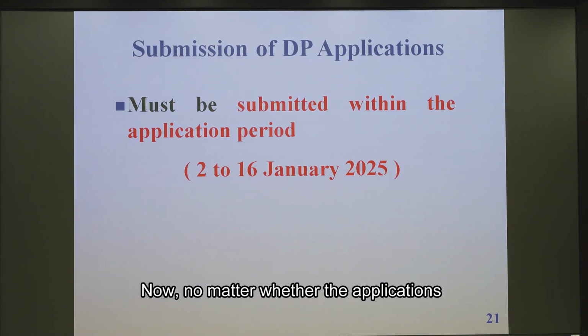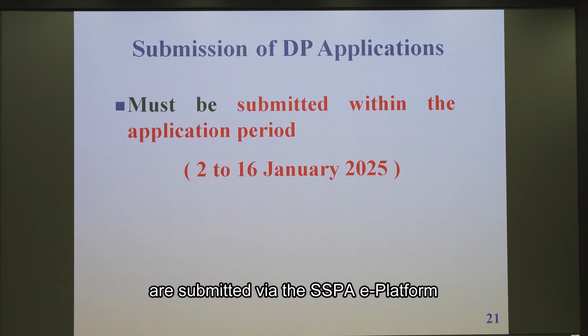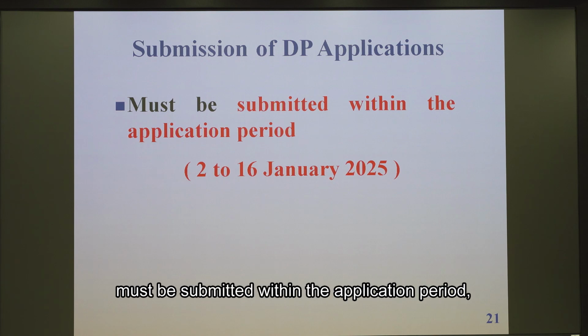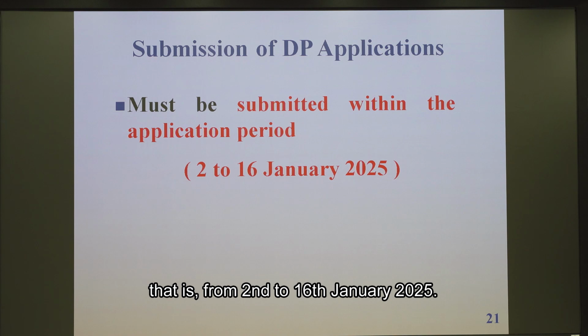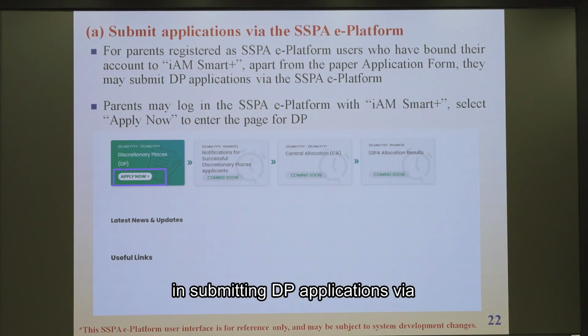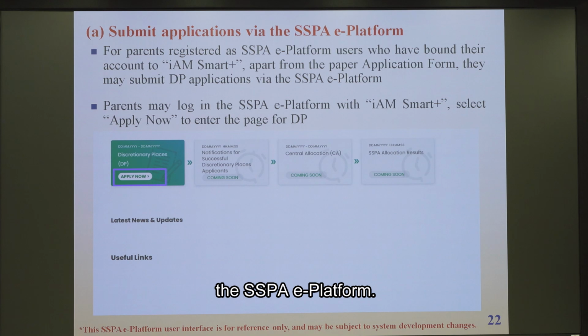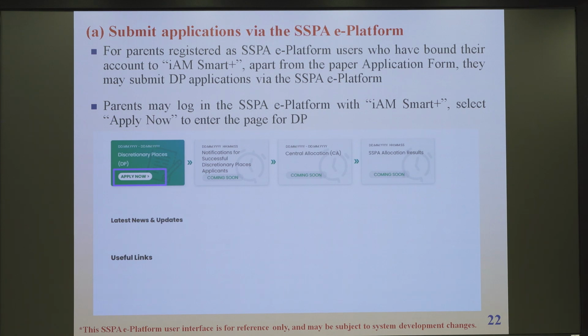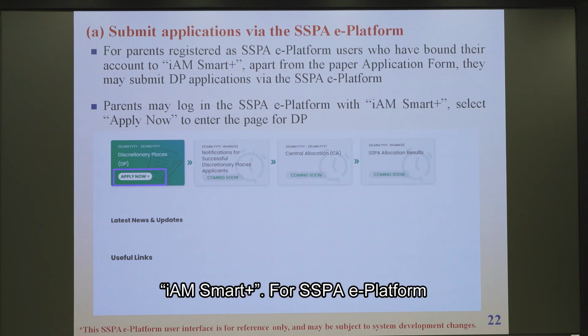No matter whether the application is submitted via the SSPA e-platform or in paper application form, DP application must be submitted within the application period, that is from the 2nd to 16th January 2025. Now I'm going to show you the steps in submitting DP application via the SSPA e-platform. Please note that this SSPA e-platform user interface is for reference only and may be subject to system development changes. First, you may log in to the SSPA e-platform with iAM Smart Plus.